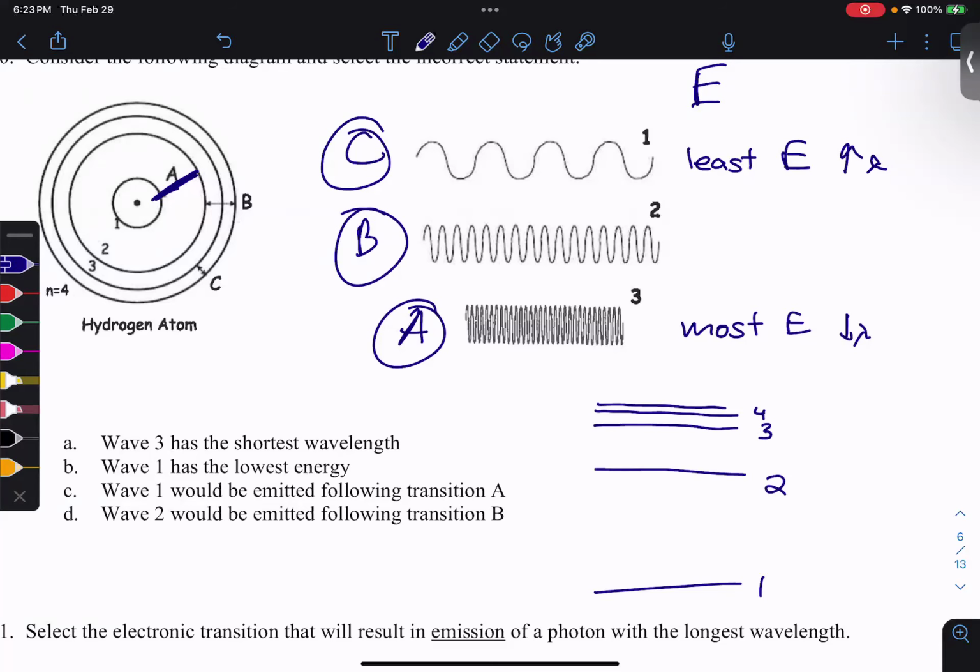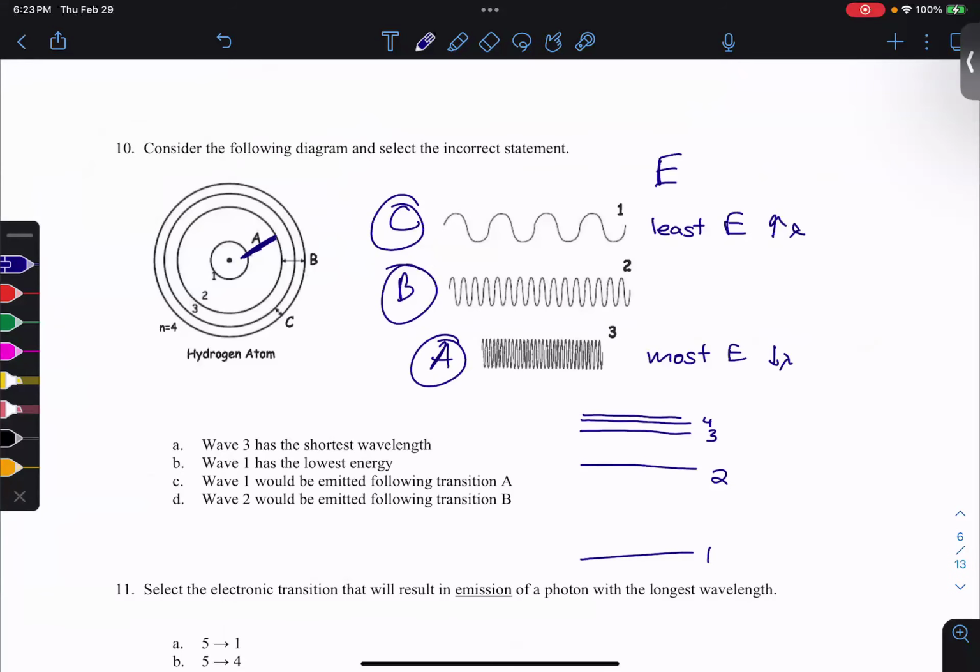All right, so which one's wrong? Is it C? Wait. Wave 1 should be A. Yeah, that one's wrong, because A is high energy, so this should be short wavelength. That's what we want. So C is the answer because it's the incorrect one. Okay, all right, keep going.